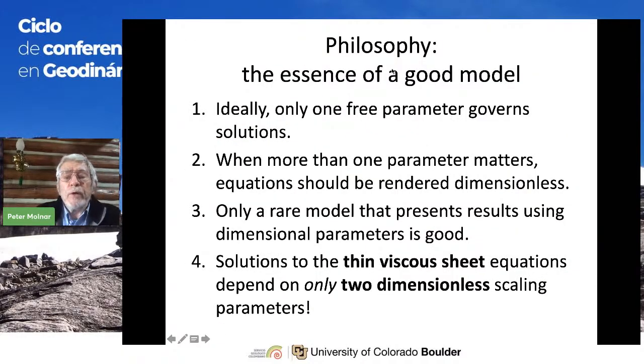So if we look at this in a philosophical way, what's the essence of a good model? Well, ideally, only one free parameter governs the solutions. If you have a model with 10 free parameters, you'll never be able to know what's important and what isn't. You can't study it thoroughly. So when more than one parameter matters, equations should be rendered dimensionless. This is a philosophical point of view.